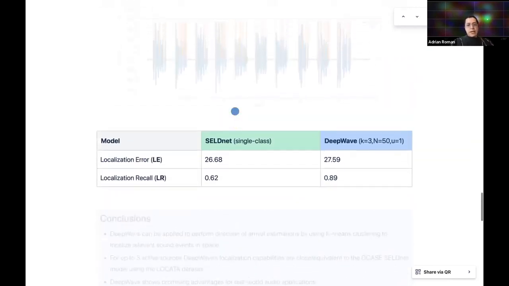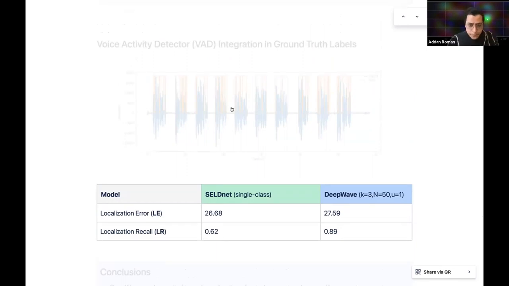So in fact, adding a voice activity detector as part of our ground truth labels was the last step to make things as fair as possible. And with this, we were actually able to see a fair comparison. We do notice that DeepWave performs in a very similar way as the baseline model from the DCASE challenge. And actually, the localization recall seems to be a lot better in DeepWave.